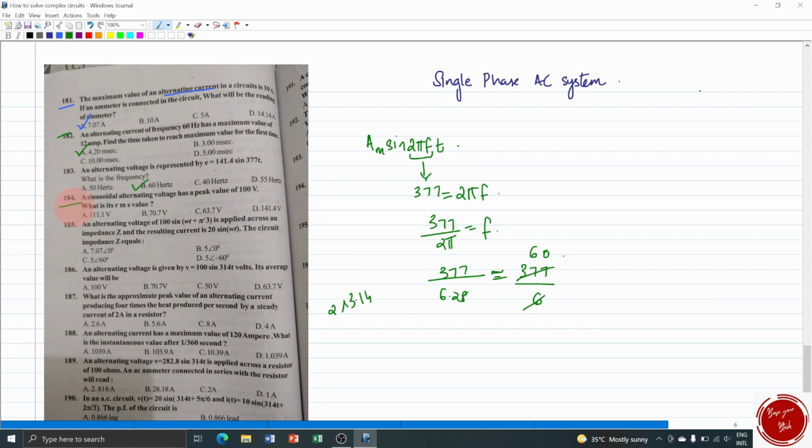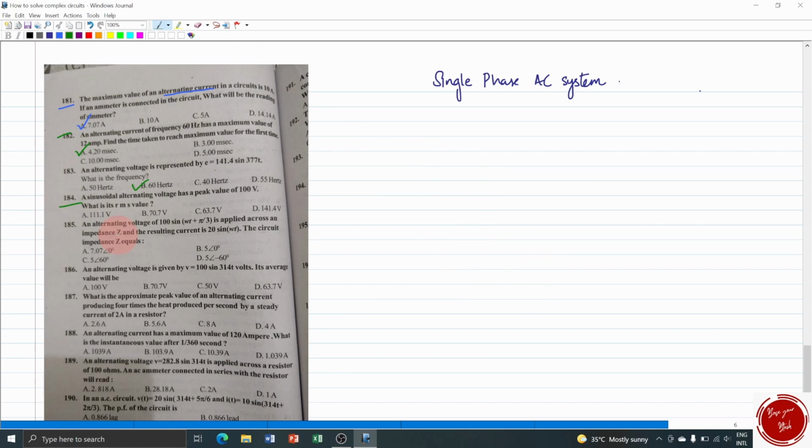And next, moving to the question number 184. Sinusoidal alternating voltage has a peak value of 100 volt. What is its RMS value again? Please confirm it is a sinusoidal wave. Then it is Vm divided by root 2. That is 100 by root 2 equal to 0.707 into 100. That is 70.7 volt.